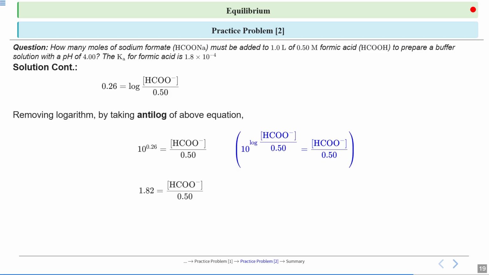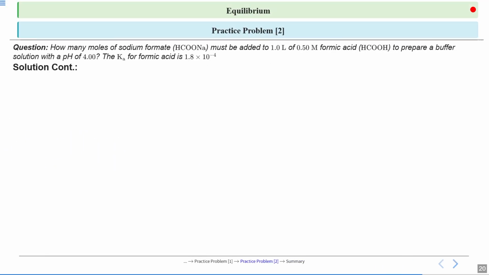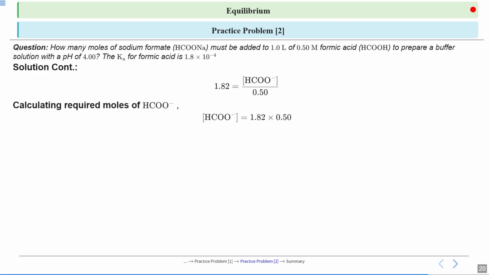Further, if you evaluate this, again you don't have to worry about 10 to the power 0.26. It will be given in a question. So this will be equal to 1.82. Now next, your only task is to calculate this formate ion concentration. So cross multiply it. What will happen upon cross multiplying? It will give you the value as 1.82 into 0.50. So this value will be 0.91 molar.